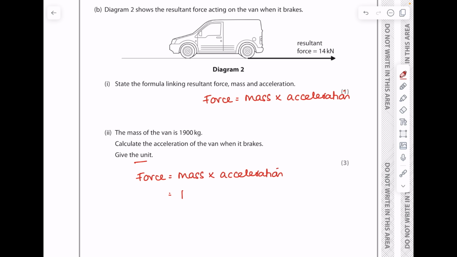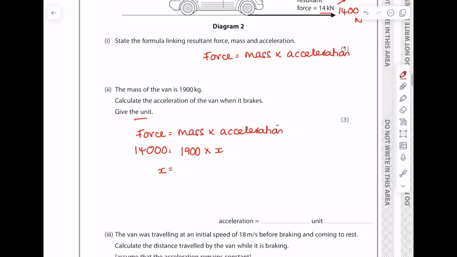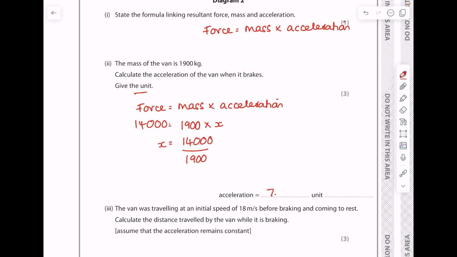So the mass of the van is 1900. The resultant force is 14 kN. We need that in the standard unit of a newton, so we need to multiply that by 1,000. They will try to constantly catch you out with units. We're after acceleration, so we do 14,000 divided by 1900 to get 7.4. Technically speaking, it's braking, so it will be slowing down, so it'll have a negative acceleration, but they won't knock a mark off if you don't include the minus. The units of acceleration are meters per second squared.